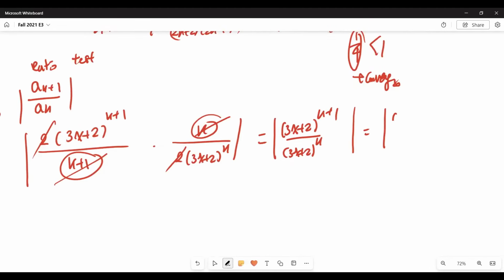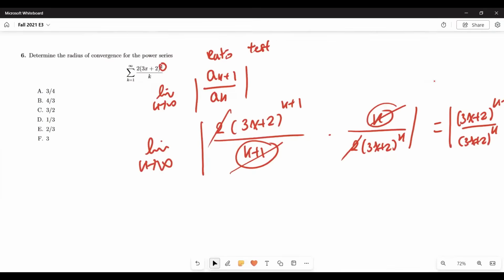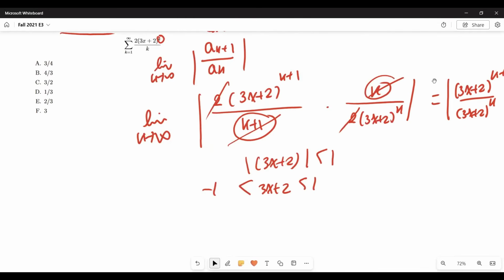So this is the same as (3x plus 2) to the k power times (3x plus 2), right? I just separated into two terms, and then this cancels out. So this is going to be the absolute value of 3x plus 2. If you want to check the radius of convergence, this has to be less than 1. So this is going to be 3x plus 2 bounded from -1 to 1. Subtract both by 2, so it's going to be -3 to -1. So x is from -1 to -1/3, right?